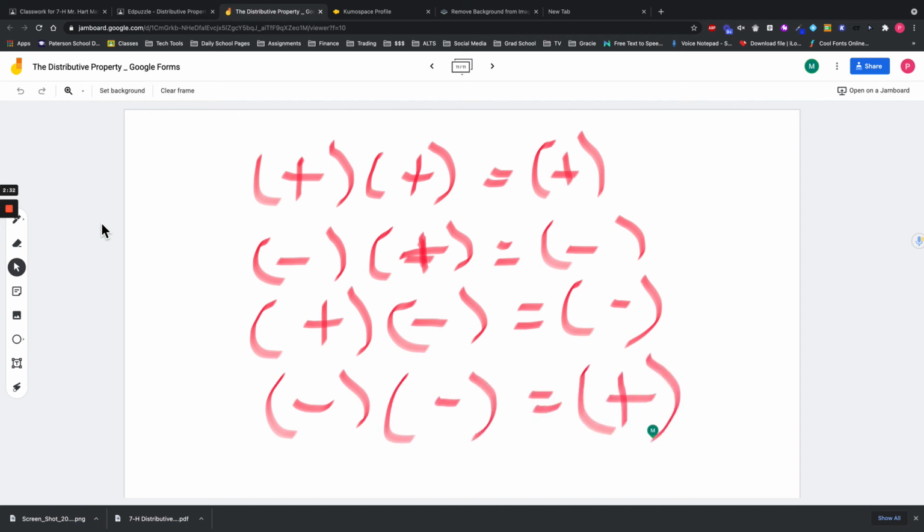So remember those rules going forward as we go through this, and you won't have any problem when we're multiplying, when we're distributing the number on the outside to the terms on the inside.